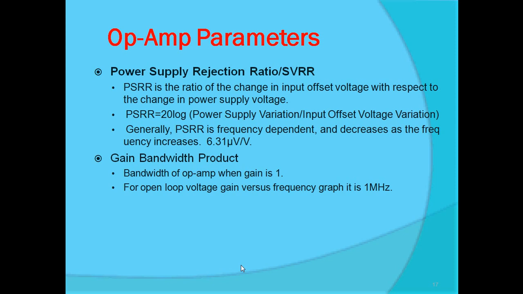PSRR, when represented in decibels, is given as 20 log of the change in input offset voltage because of the change in supply voltage. Generally, PSRR is frequency dependent and decreases as the frequency increases. Its typical value is near about 6.31 microvolts per volt. Gain bandwidth product of the op-amp is the bandwidth when the gain is 1, from the open loop voltage gain versus frequency graph; it is 1 megahertz.